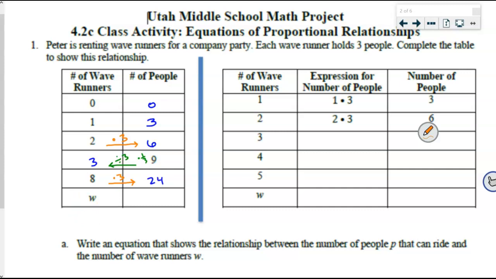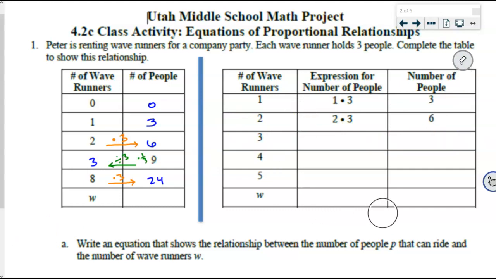Yeah, exactly. We don't want to have to list every single possible number of wave runners that we could rent. So the W represents any number of wave runners. And if we can find out what to do with this W, then we're going to know what to do no matter how many wave runners we rent. To help us, I also have this table here.